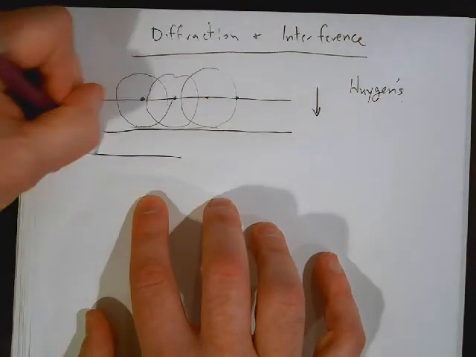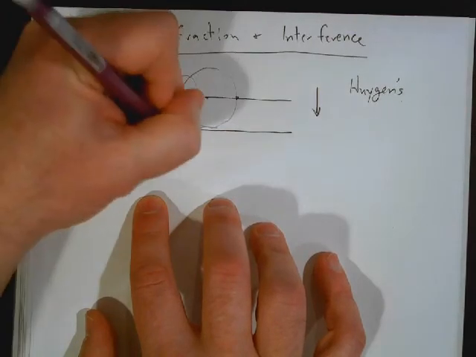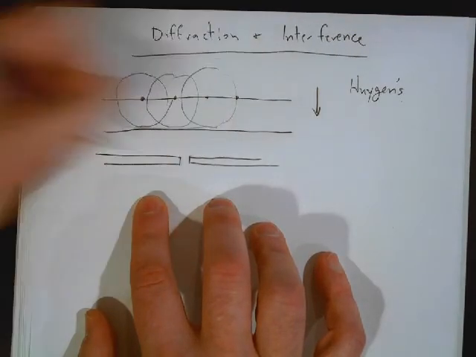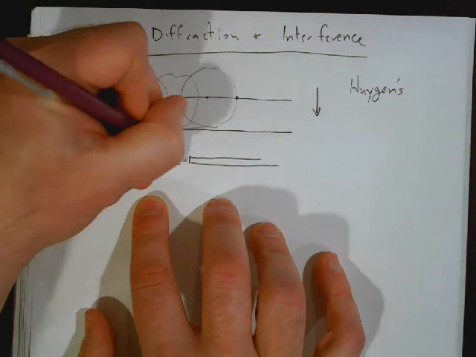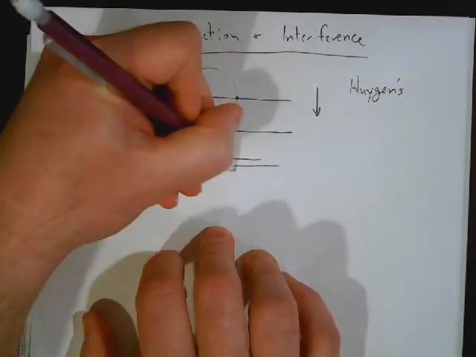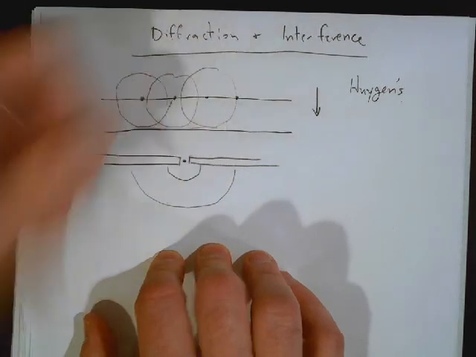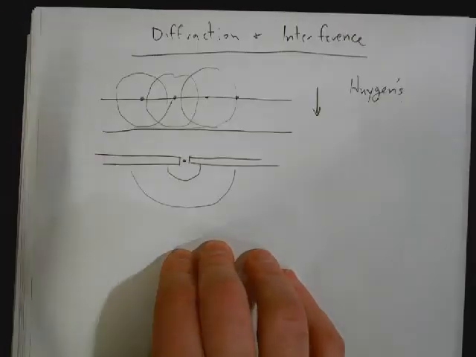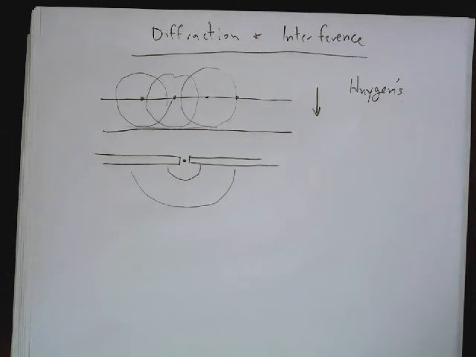Well, what happens if I have a boundary like this? When these waves hit here, there's going to be a point source right here, which is why the waves end up going out like this. Now, if we were drawing this correctly, our wavelength here and here would have to be the same, because when the waves diffract, the wavelength doesn't change. That was one of the main keys.